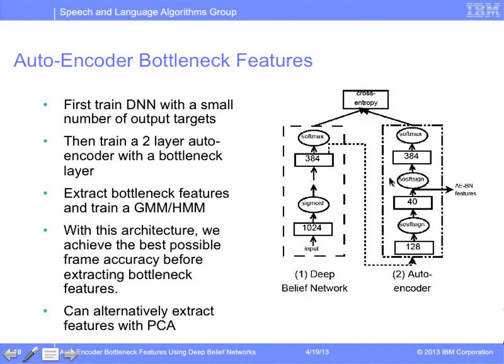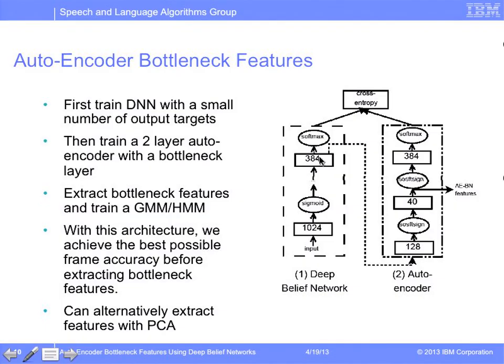Okay, thanks, Sanjeev. So the idea is that we're going to train a network with no bottleneck layer, a deep network with a small number of output targets. And then we're going to apply some sort of dimensionality reduction after we train the network. So this is right before the softmax.